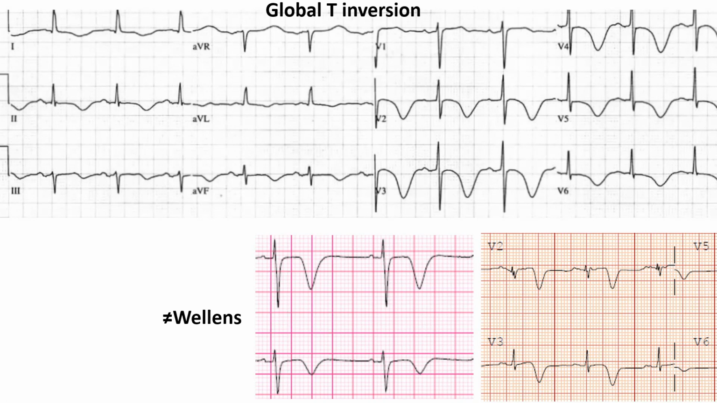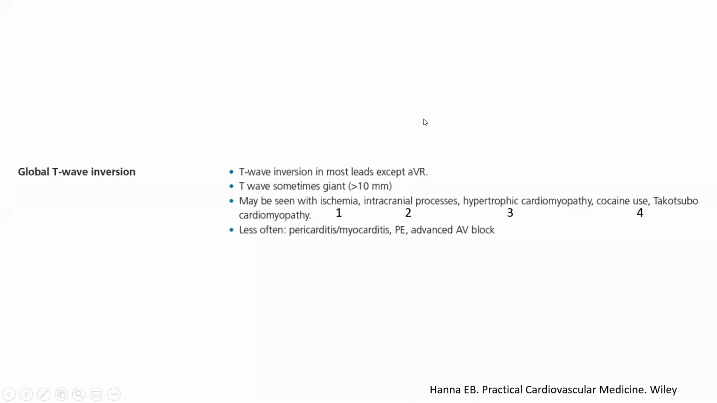So one differential diagnosis is any intracranial process, bleeding, stroke, or any other process. A second big differential diagnosis, and probably the most common, is actually ischemia, except it's not called Wellens, but it is diffuse, severe ischemia. A third differential diagnosis is hypertrophic cardiomyopathy, especially the apical variant, but actually any hypertrophic, even the non-apical variant, can lead to that pattern. A fourth diagnosis is any high catecholamine tone, such as cocaine use, Takotsubo cardiomyopathy.